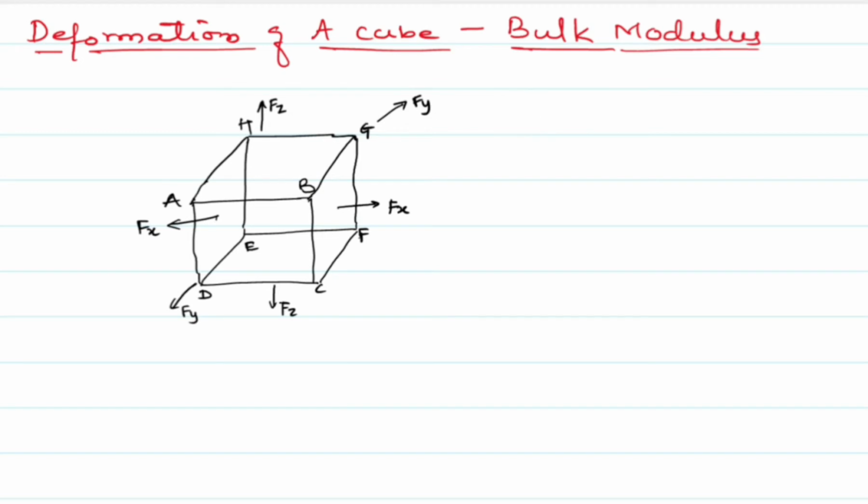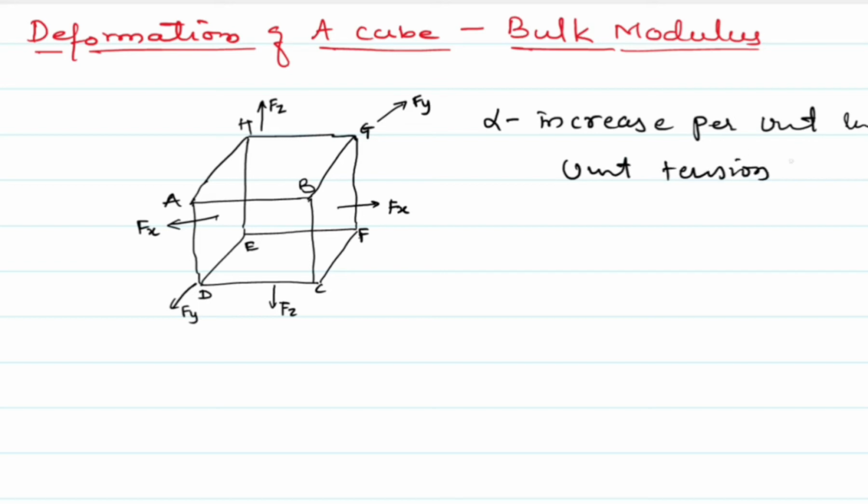For all the faces we are going to apply the force. It may be along the x axis, the y axis, or the z axis. So here we are taking alpha and beta. Alpha is the increase per unit length, per unit tension, along the direction.